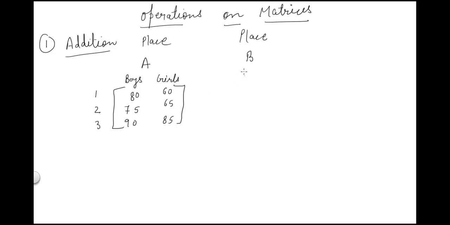Okay, for factory B the data is represented in the matrix as first label, second and third label. Here it is boys, here it is girls. So here the production is such that for boys of label 1 it is 90, of label 2 it is 70, of label 3 it is 75. Then in the second one, which is for girls, the number of items are 50, 55 and 75.